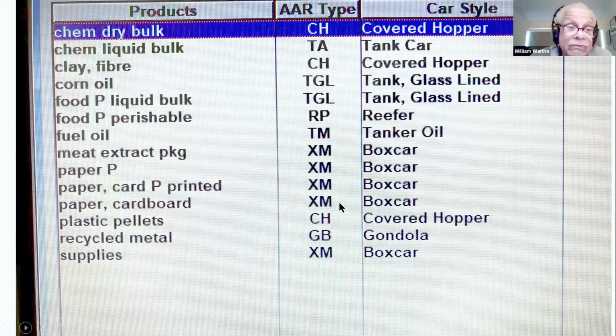But it's a lot of fun. This is a screenshot, for example, of first you set up your products in the database. For example, all of the products that you'll be using, a meat extract package which goes into boxcars for the meatpacking plant, paper that is produced. I use a large P to distinguish between a product that is coming from the industry and a consignment. For example, scrap paper versus the paper produced. Corn oil, for example, for the Lipton's food plant will travel in the glass-lined tank car.